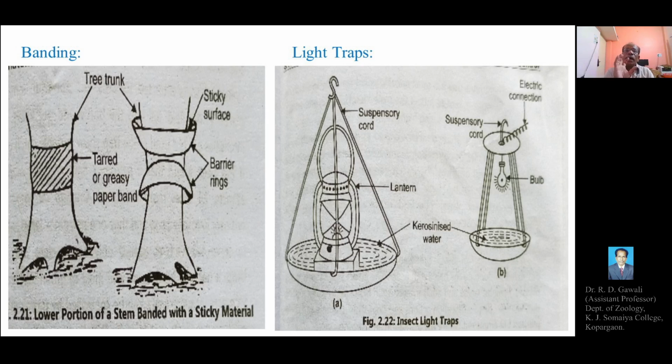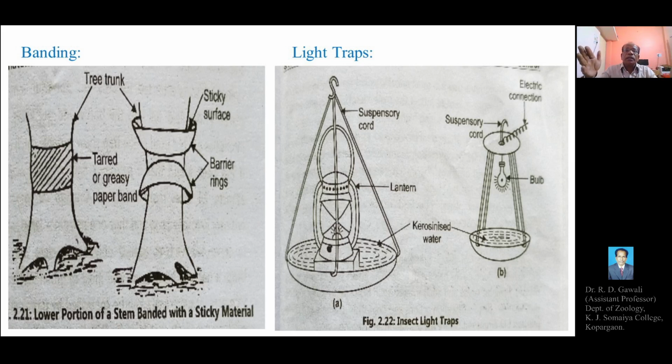So these are either paper bands which are smeared or immersed with sticky material like tar or grease, and that can be wrapped around the tree trunks near the ground. In the other figure, there is also a tree trunk, again covered with a sticky surface, where barrier rings can also be used.